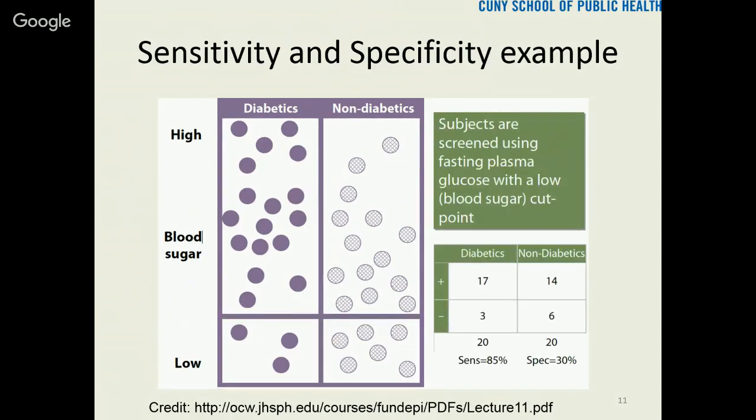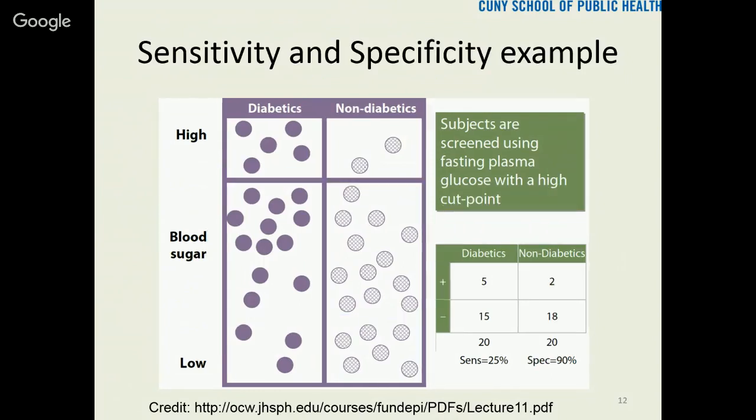If you decided to move your cut point up, yeah, exactly. Then we see we're performing worse on the diabetics and better on the non-diabetics. So we've made our sensitivity worse, and we've made our specificity better. And it's a trade-off. That is a very general thing, that there's a trade-off between sensitivity and specificity.